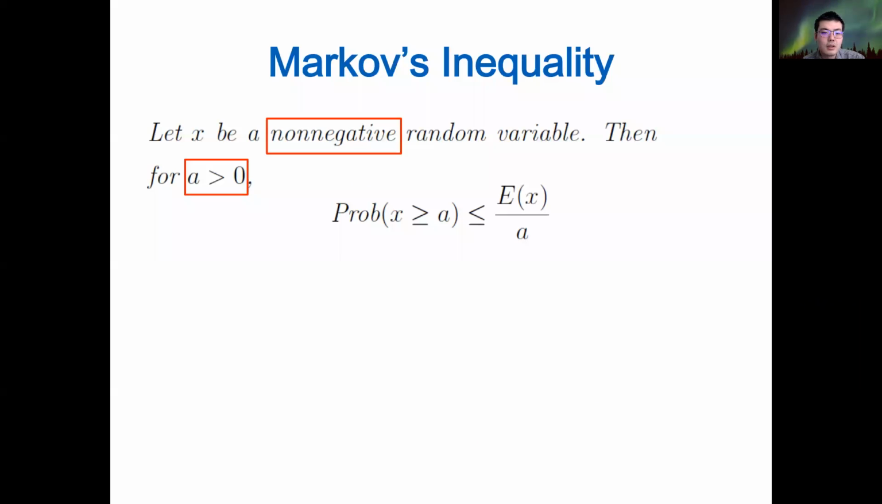The first is called the Markov inequality. For the Markov inequality, the random variable should be non-negative. So this x should be non-negative. Of course, a should be some positive number, right? And so if you want to say, hey, my random variable x is larger than a, what's the bound for the probability? The probability is bounded by your expected x value divided by a.